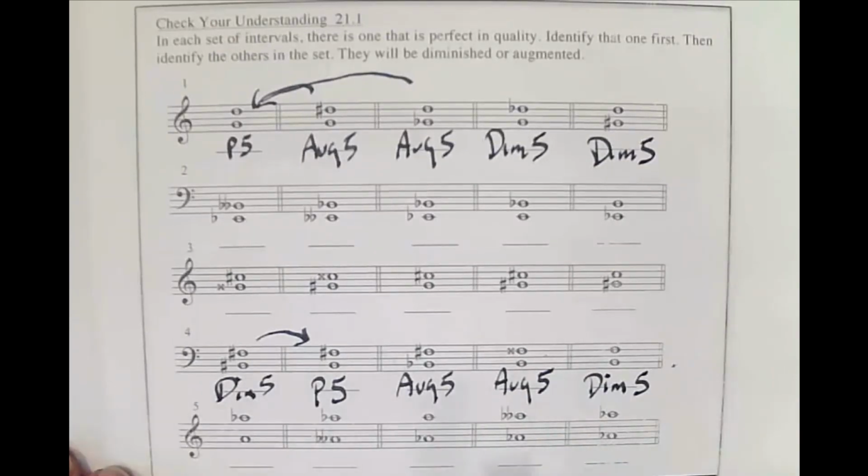These are octaves. Octaves work the same as fourths and fifths because octaves are also considered, if they are the same on top and bottom, they're considered perfect intervals.